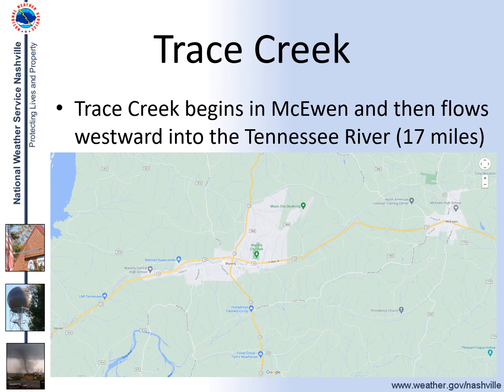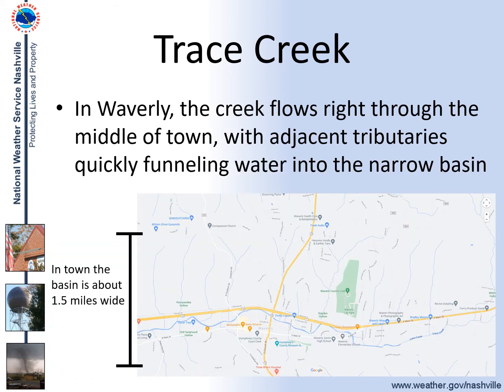Trace Creek, that flows through Waverly, really begins up here in McEwen and flows down to the Tennessee River, which is about 17 miles away. Elevation change is about 400 feet from McEwen down to the river, so it's a decent slope. But really, the interesting part about Trace Creek is in the town of Waverly, it's only about 1.5 miles wide. And you can see these tributaries that feed into it are very, very short. So that peak rain that was falling accumulated into Trace Creek quickly as water was moving downstream here. So it's really backed up in and around town.